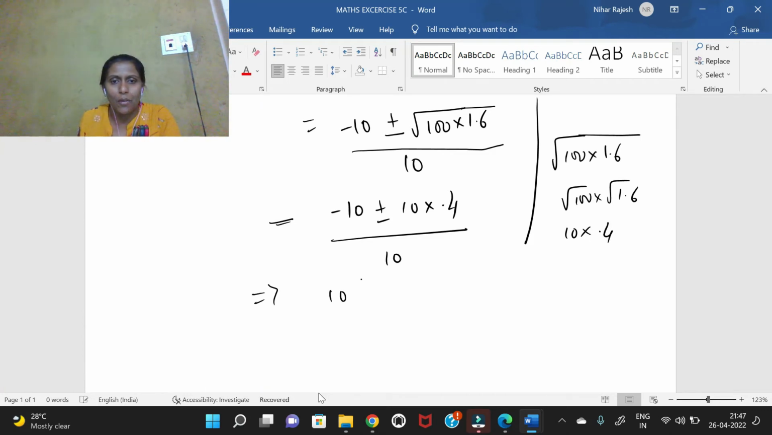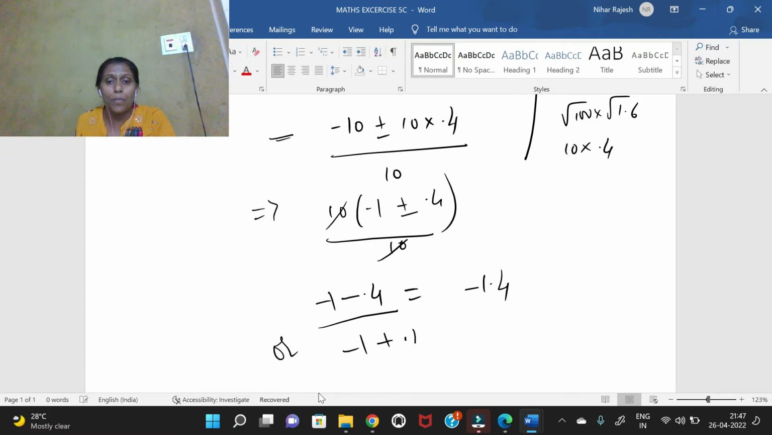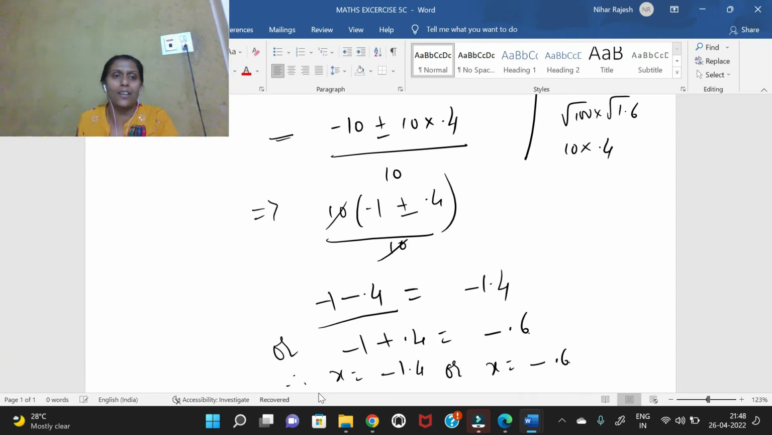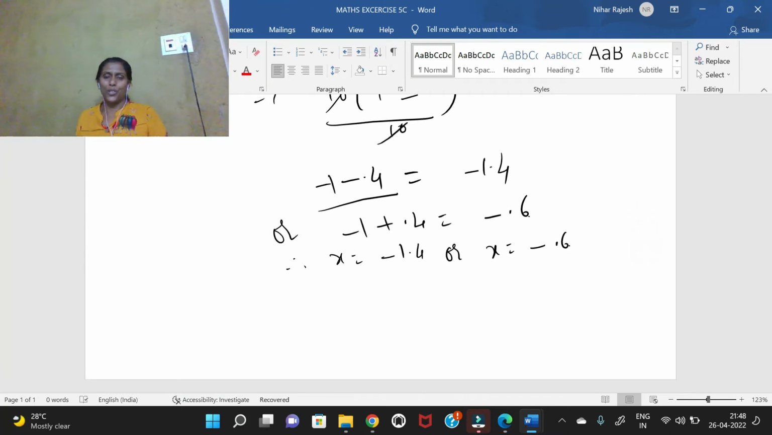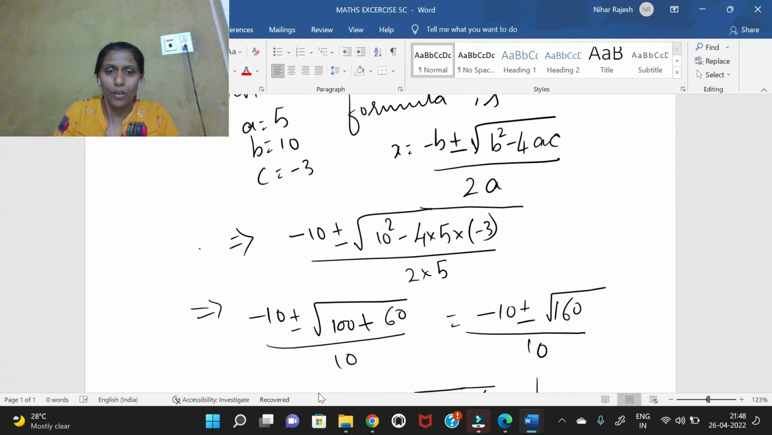Next, 10 is out, minus 1 plus or minus 0.4 divided by 10. Next, minus 1 minus 0.4 is equal to minus 1.4, one root. Next, minus 1 plus 0.4 is equal to minus 0.6. So, therefore, x is equal to minus 1.4 or x is equal to minus 0.6 are the roots of this equation. Super. It was a single digit that we wanted to look upon, and next we move on.